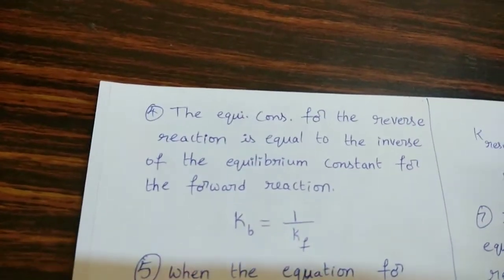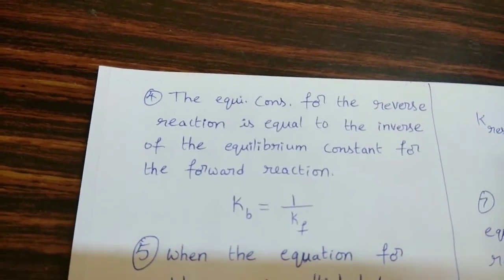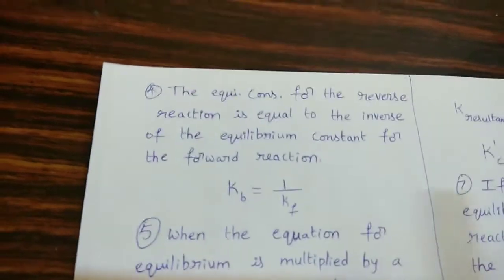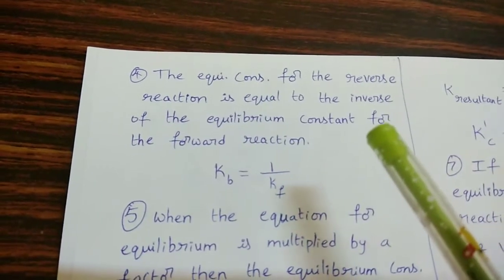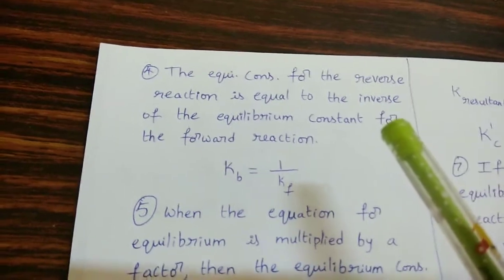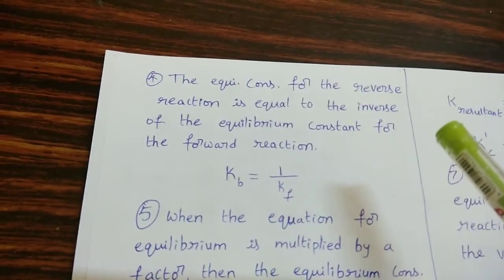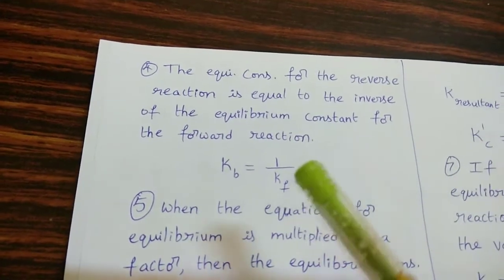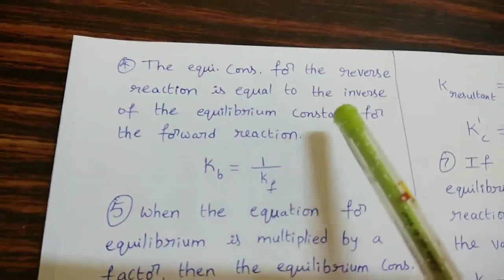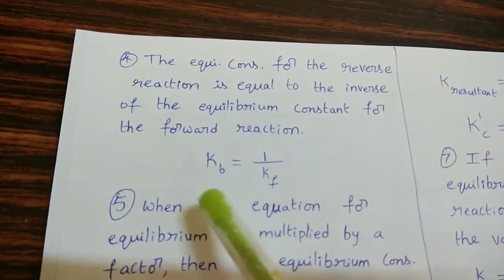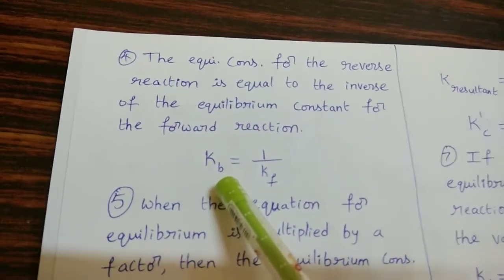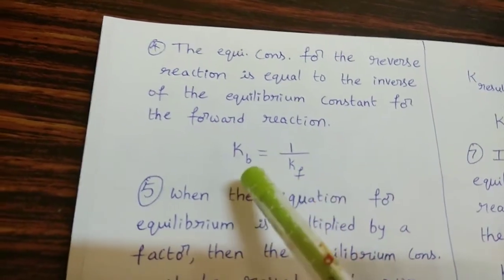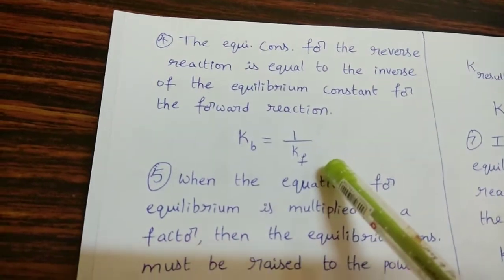The equilibrium constant for the reverse reaction is equal to the inverse of the equilibrium constant for the forward reaction. Here we are discussing the equilibrium constant for reversible reactions. Already we know that a reversible reaction means the reaction takes place in the forward direction and the backward direction. So the equilibrium constant for the backward direction, that is Kb, is equal to the inverse of the equilibrium constant of the forward reaction. So the relation is Kb equal to 1 by Kf.